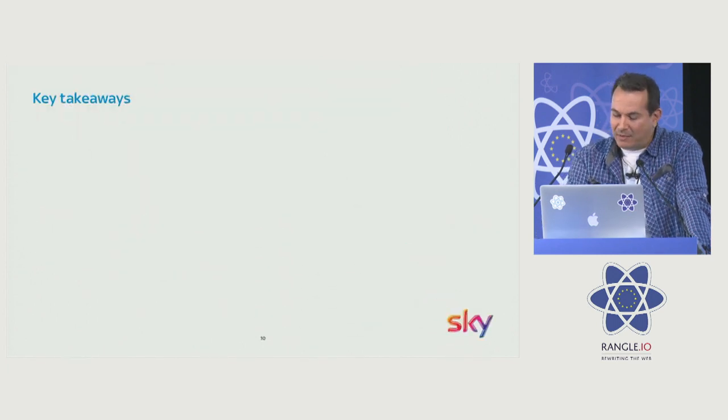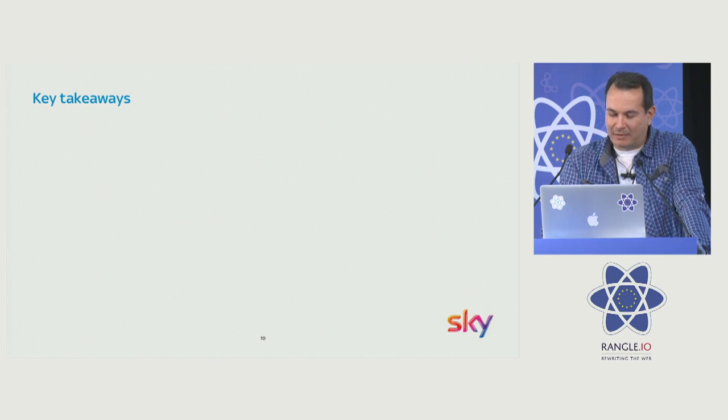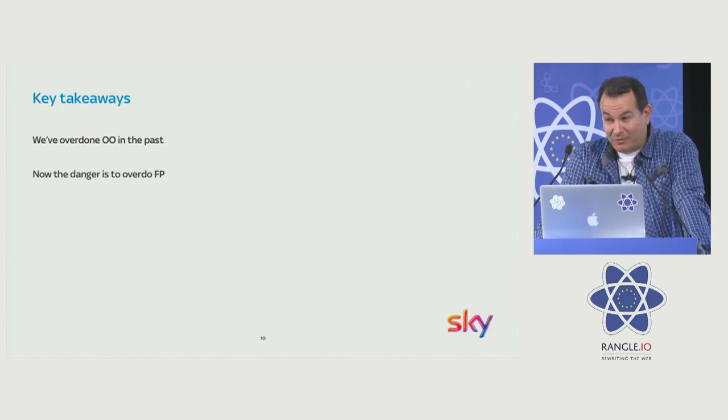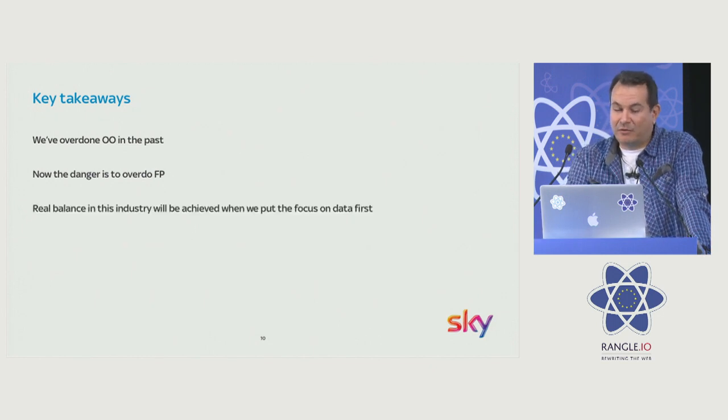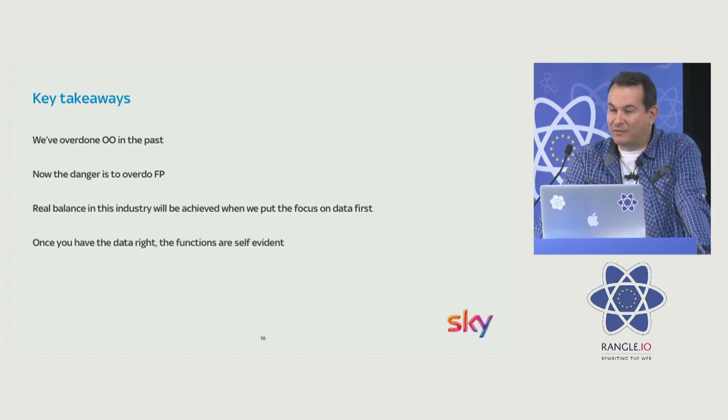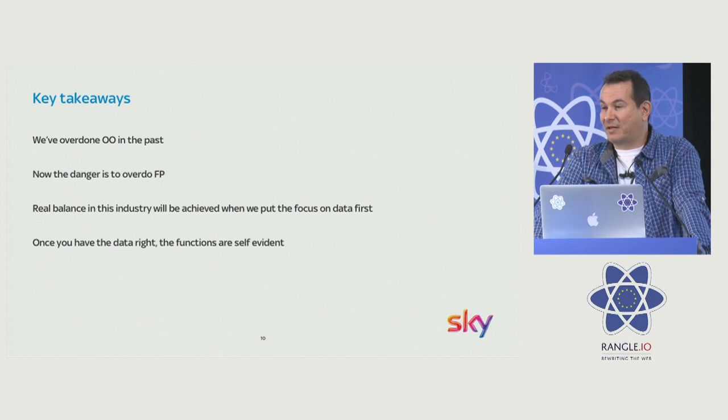The key takeaway I'm trying to pass here is this, really. We overdid object orientation in the past. There is a slight risk to overdo functional programming today, because I think we think too much in terms of functions. The value really is in the data, and I think the real balance in this industry will be achieved when we put data first, as a first-class citizen of our architecture or our frameworks. Because when we get the data right, the functions are self-evident.